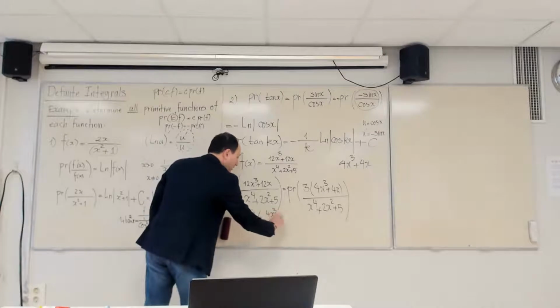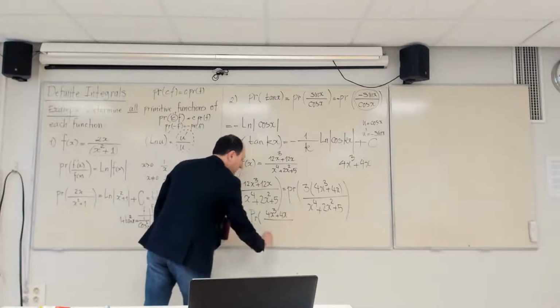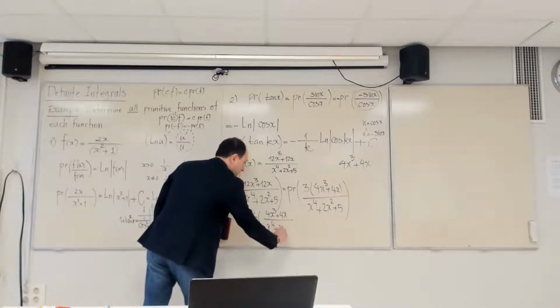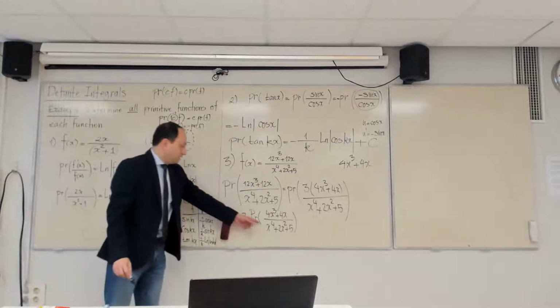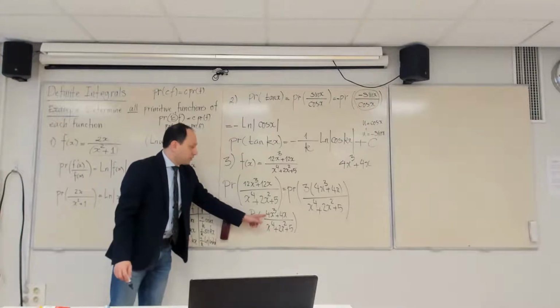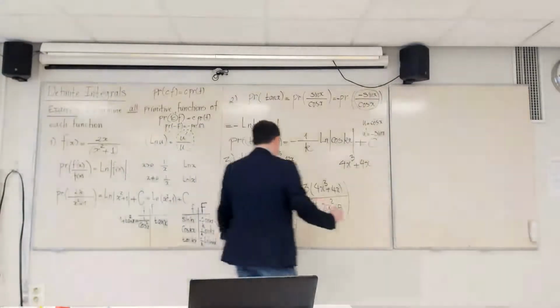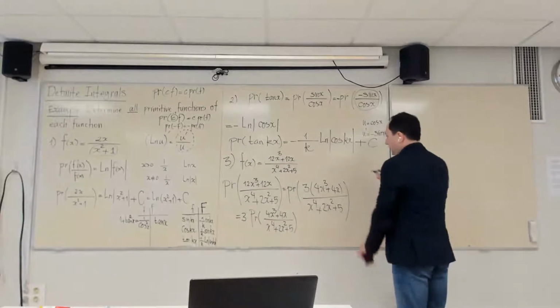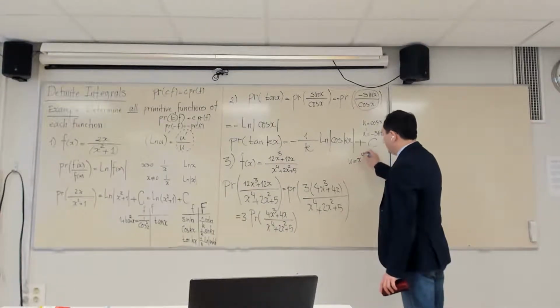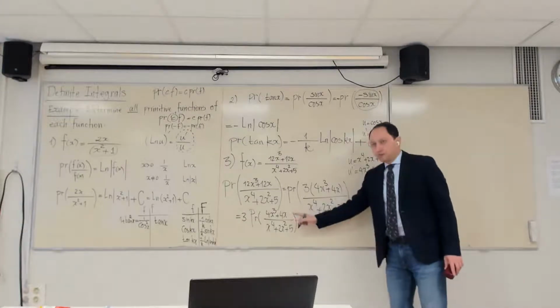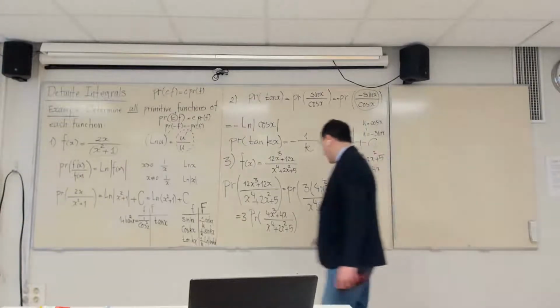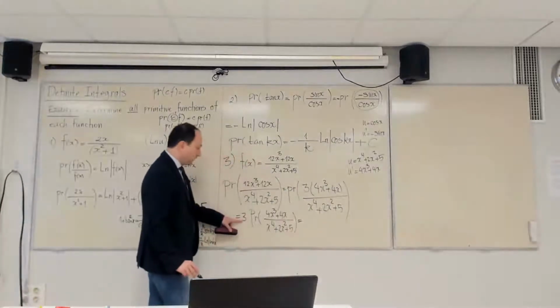But that combination is exactly the right one. Yes? So you see that this is exactly u and u prime. So if I take u to be x to the 4 plus 2x squared plus 5, then u prime is 4x to the 3 plus 4x. So this combination is u prime over u combination. So the answer becomes ln. I have a factor of 3 here.